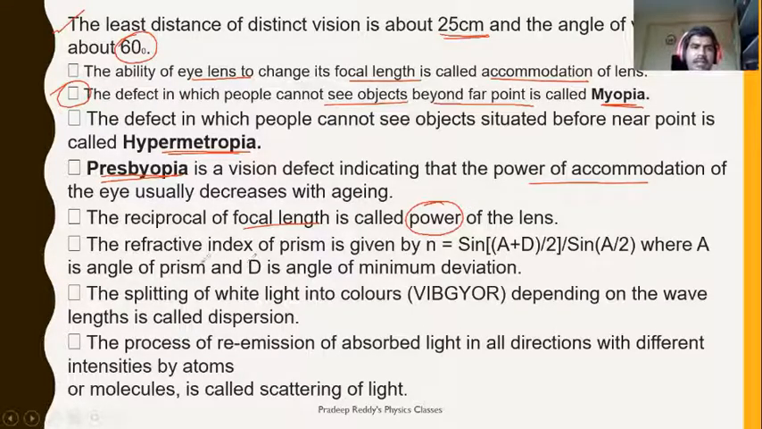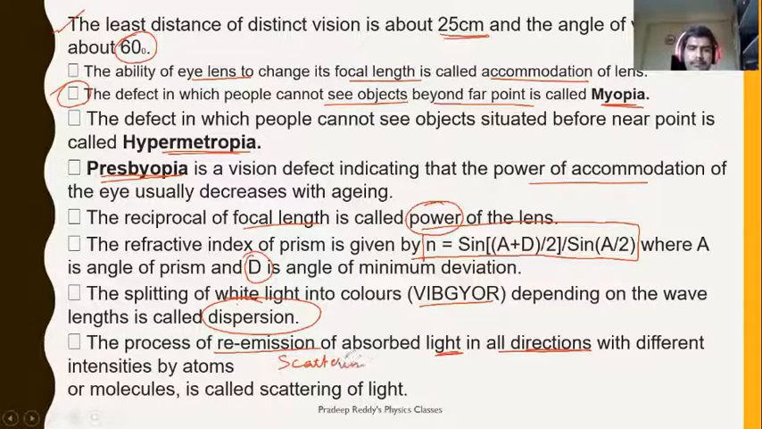Then we derived the relation for the refractive index of the prism: mu equals sine of (A plus Dm) by 2 divided by sine of A by 2, where A is the angle of the prism and Dm is the angle of minimum deviation. The splitting of white light into colors, its constituent wavelengths, is called dispersion. Next, the process of re-emission of absorbed light in all directions with different intensities by atoms is called scattering. So these are the topics covered in human eye and colorful world.